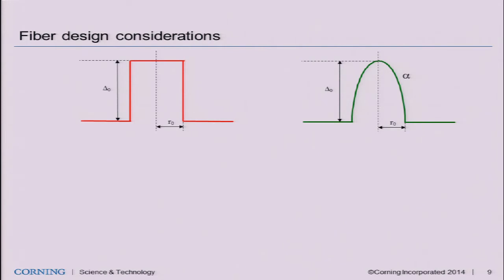So let's look at the design. For the design of few-mode fiber, basically there are two design concepts. One is the step index. The other is what we call graded index, or the alpha profile.